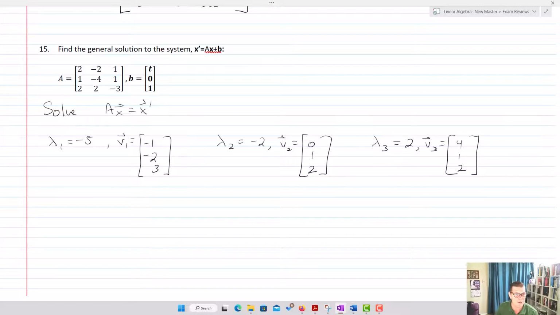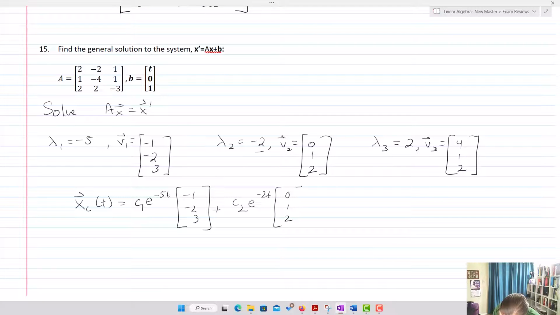We've got three eigenvectors to go along with our 3 by 3 matrix, and so this matrix is non-defective. Great. So that gives me my general solution, called xc of t, which is going to equal c1 e to the negative 5t times negative 1, negative 2, 3, plus c2 e to the negative 2t times 0, 1, 2, plus c3 e to the 2t times 4, 1, 2. And there's my solution.